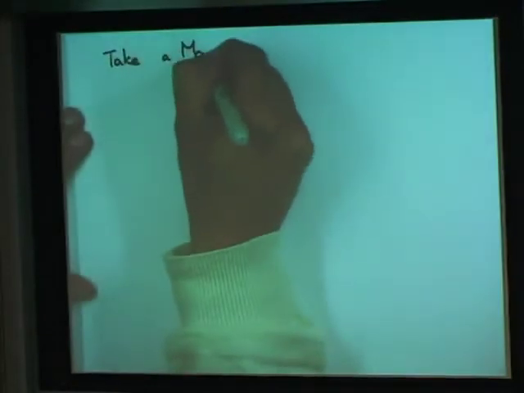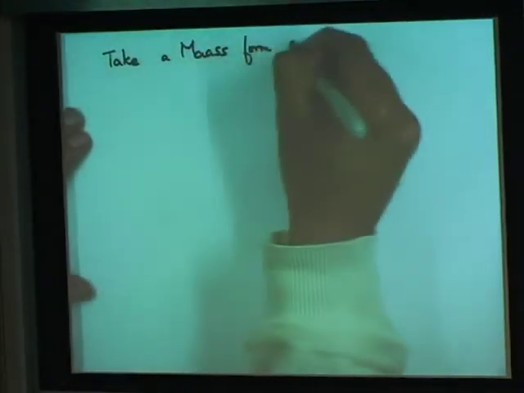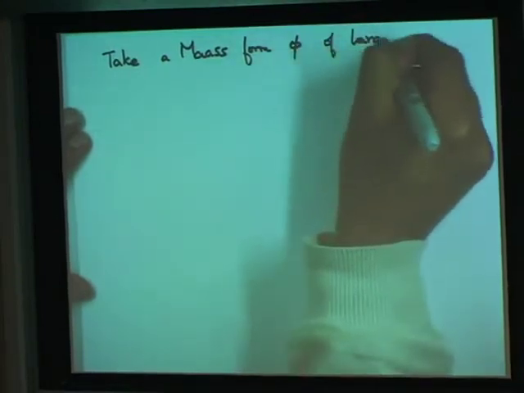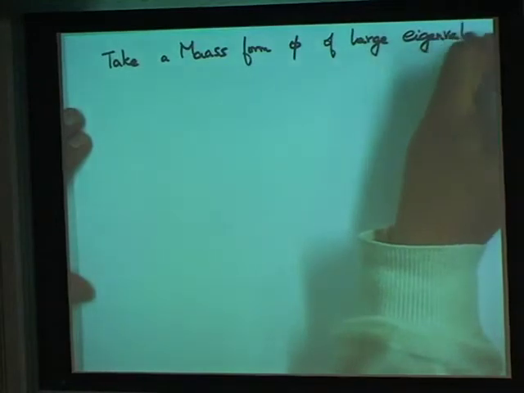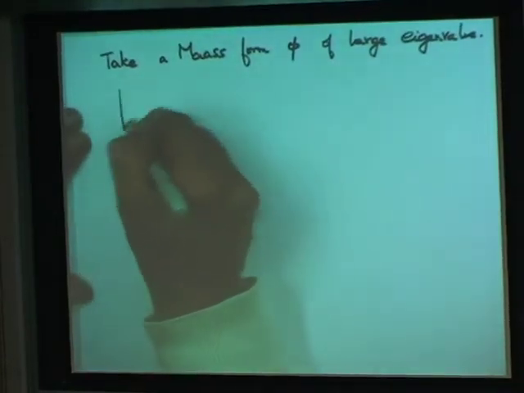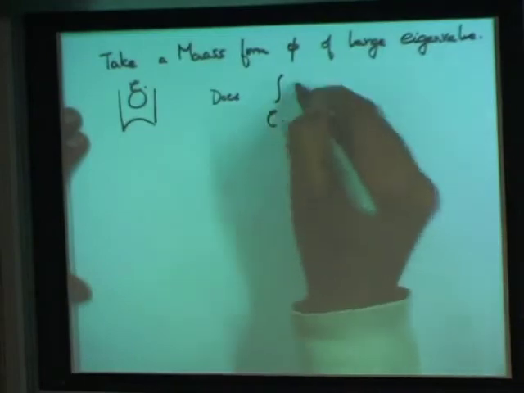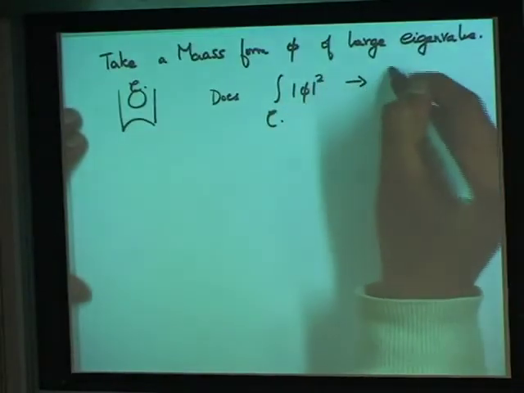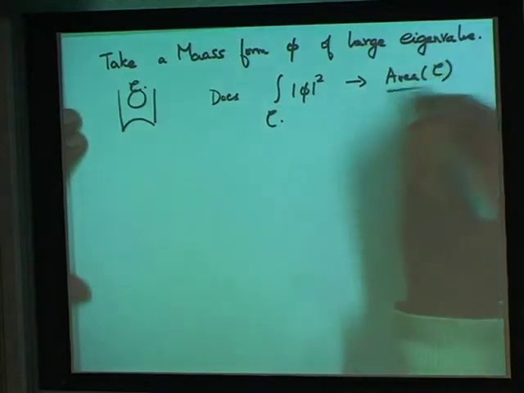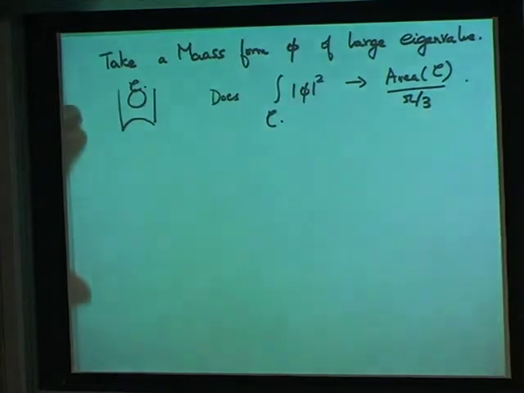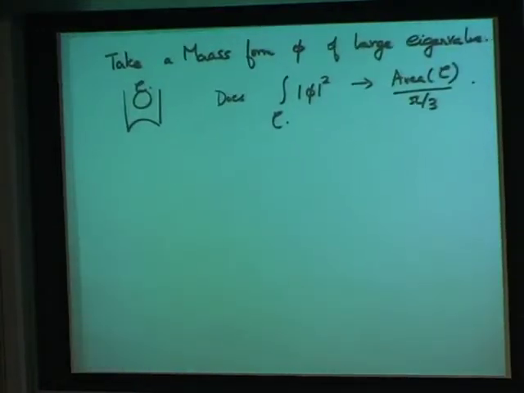Okay, so returning to the QUE problem, the problem is to take a Maass form phi with large eigenvalue, and the question is, if I give you a region C inside the fundamental domain, does the integral over C of mod phi squared converge to the area of C divided by the total area, which is pi over 3? So again, this is kind of a simplified version of the question.